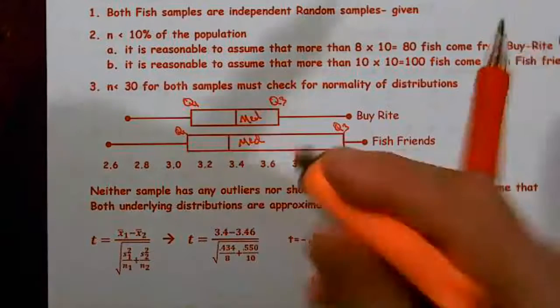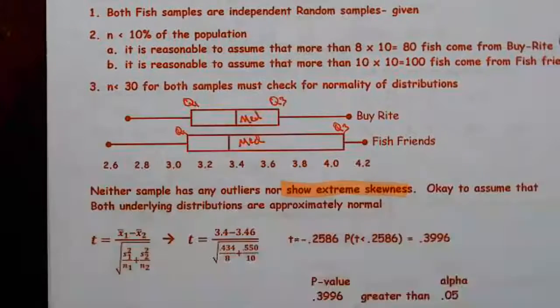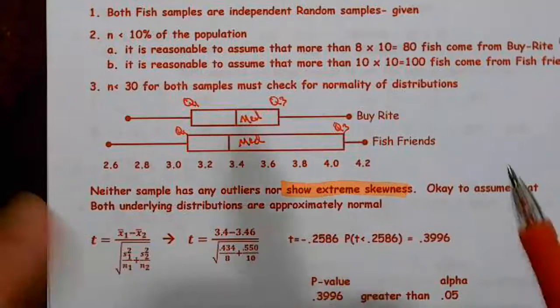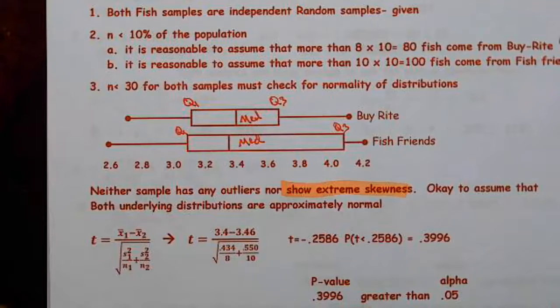I like this phrase because if you see skewness, you can say that that's not extreme. Okay to assume that both underlying distributions are reasonably normal or approximately normal.